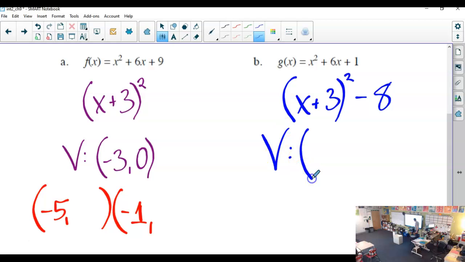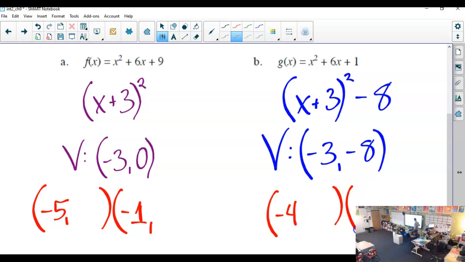So our vertex here is, I had it, but then I forgot it. Wait, it's negative 3, -8. So -3, -8. I'm not closing parentheses yet. And then from there, bump out. And honestly, you don't have to go very far. We could just go to -4 and -2.